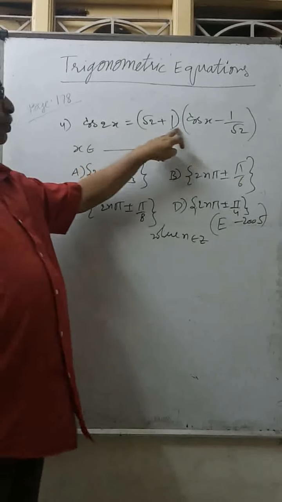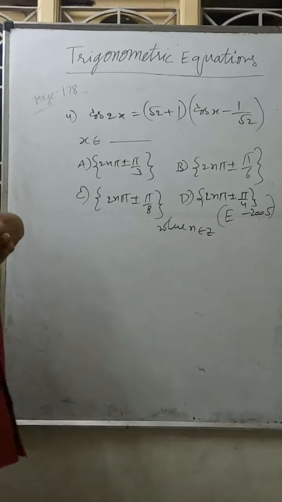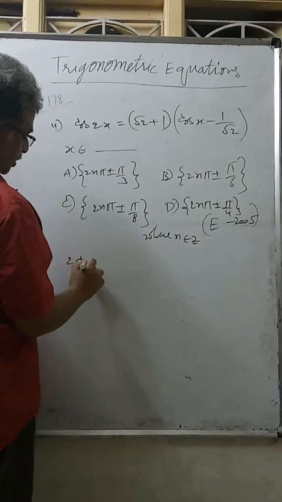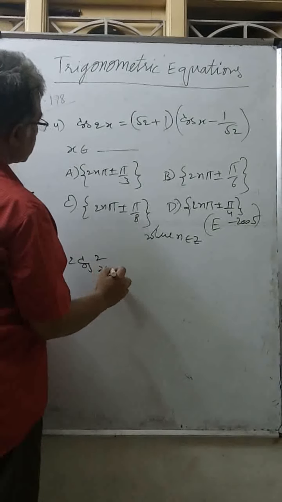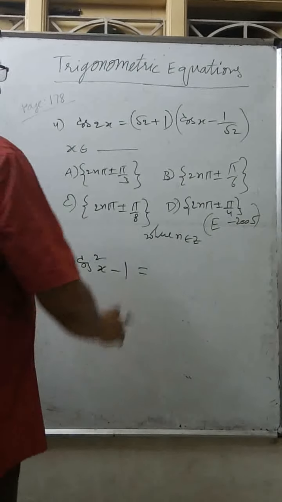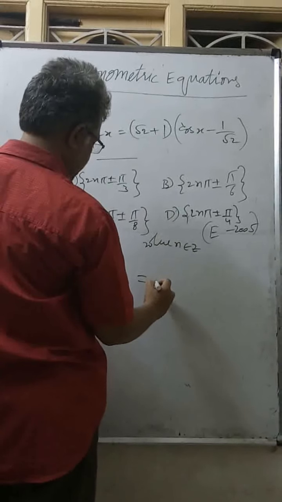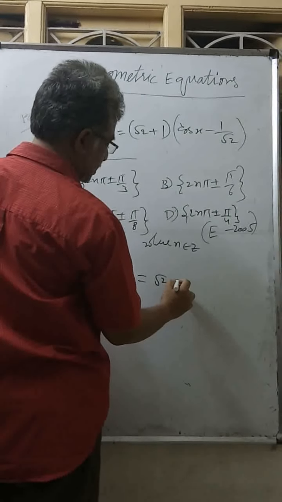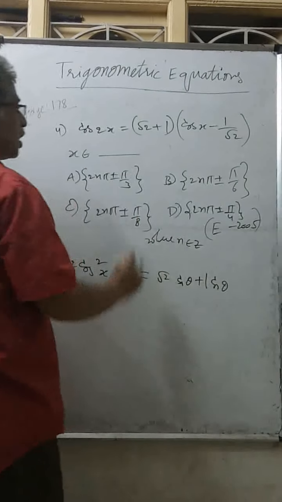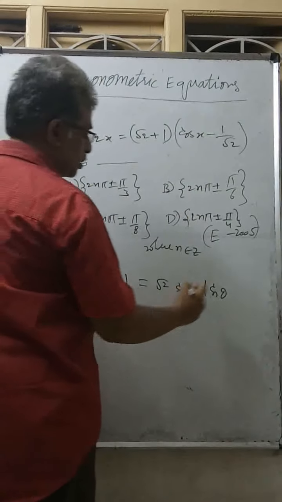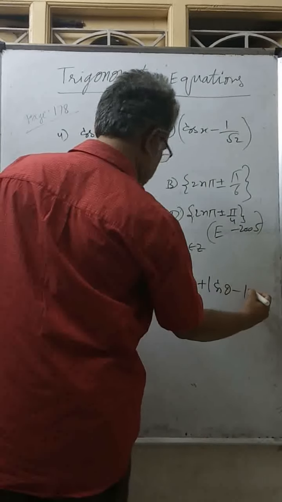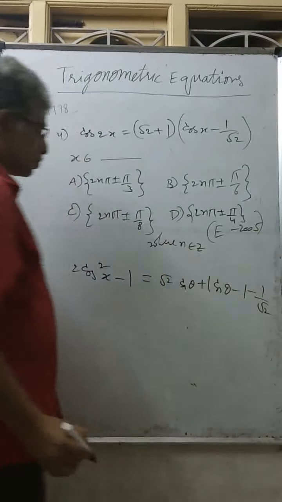Cos 2x equals (root 2 plus 1) into (cos x minus 1 by root 2) is given. So cos 2x, first of all, I can write as 2 cos square x minus 1. 2 cos square x minus 1 equals, if I open the bracket, root 2 plus 1 into cos x, that is root 2 cos x plus 1 cos x, minus root 2 into 1 by root 2 becomes minus 1, minus 1 by root 2.